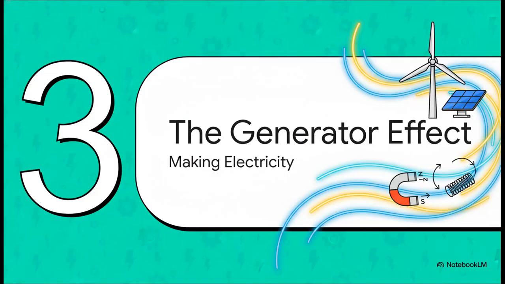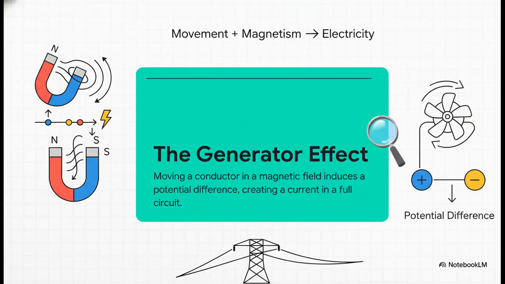Okay, so we know how to move electricity efficiently, but where does it even come from in the first place? Well, that brings us to our third section, the generator effect. This is the fundamental principle behind making electricity. This idea is the absolute heart of how we generate electricity on a massive scale. It's called the generator effect, or sometimes electromagnetic induction.